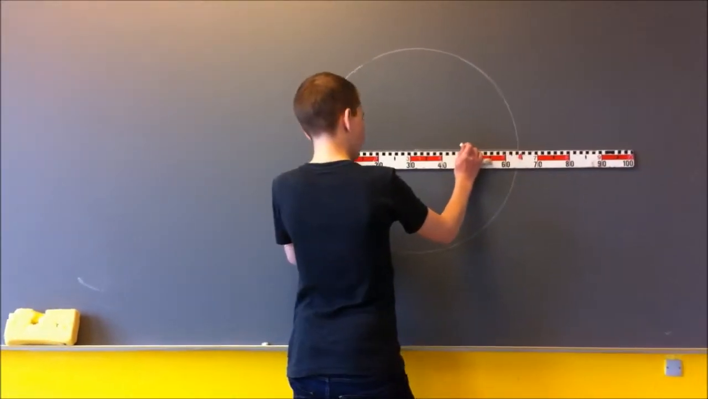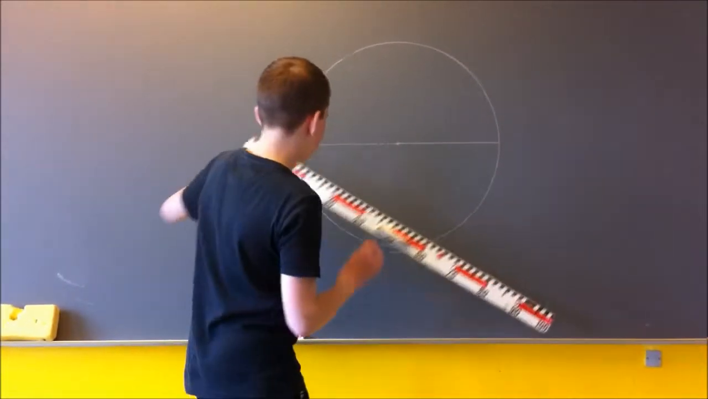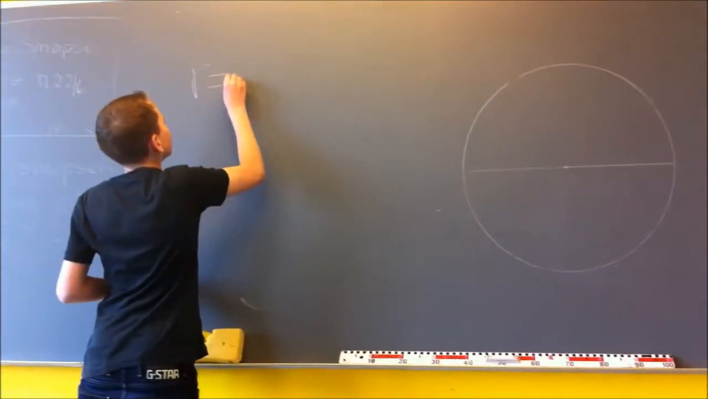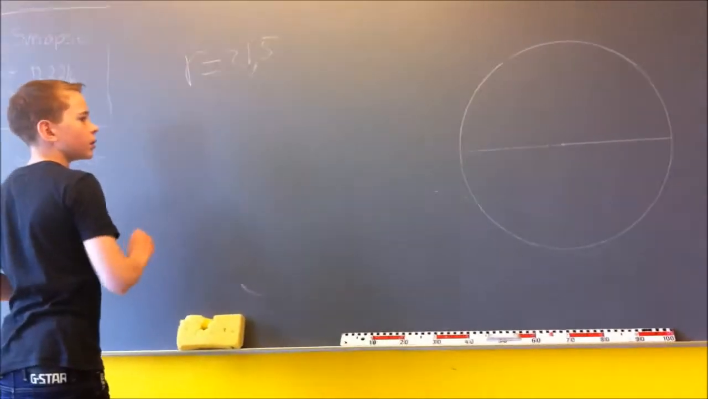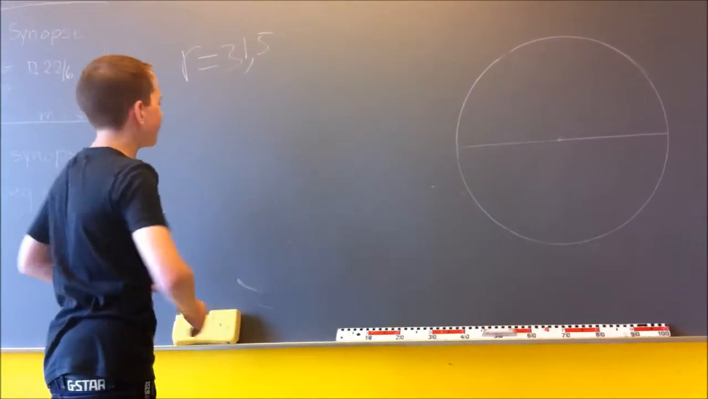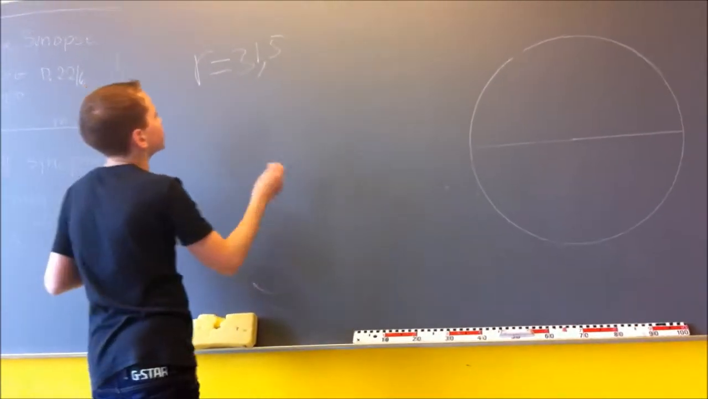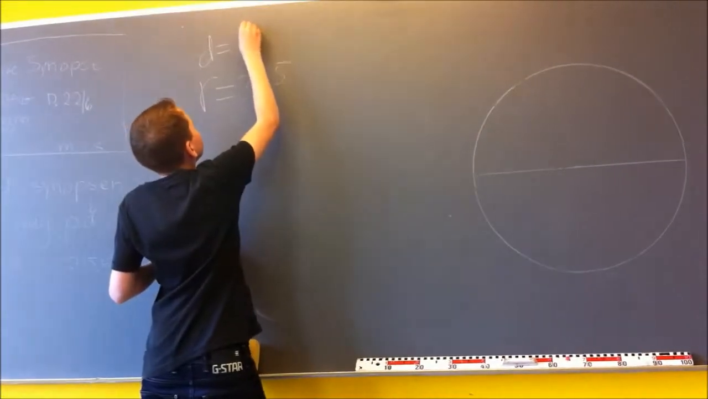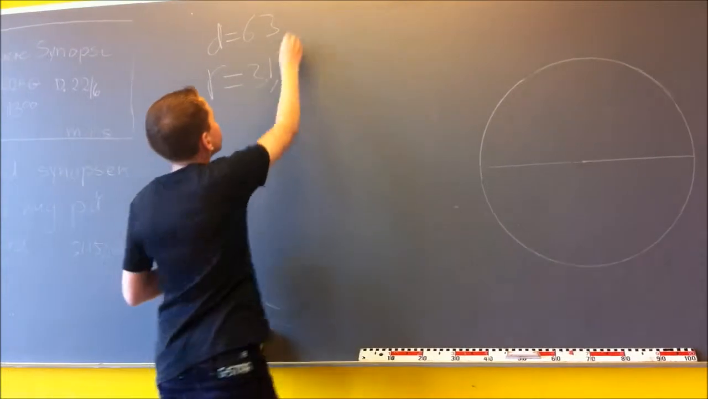And here the radius is 31.5. And then to calculate the area, you need the diameter, which is 63 centimeters.